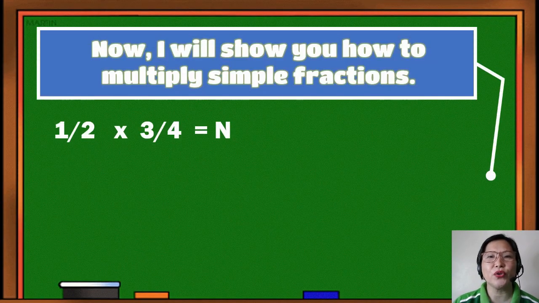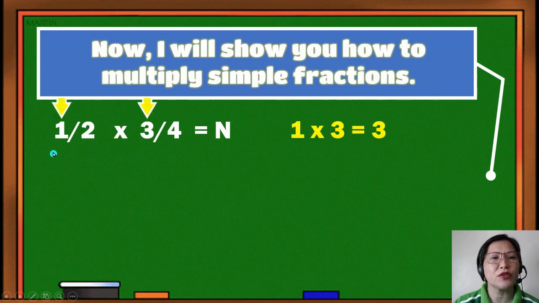Now, I will show you how to multiply simple fractions. Remember, when we say simple fractions, they are just composed of numerators and denominators. So what is the first rule? It says to multiply the numerators. So in our example, 1/2 times 3/4, the numerators are 1 and 3. So we're going to multiply them. 1 times 3 equals 3.